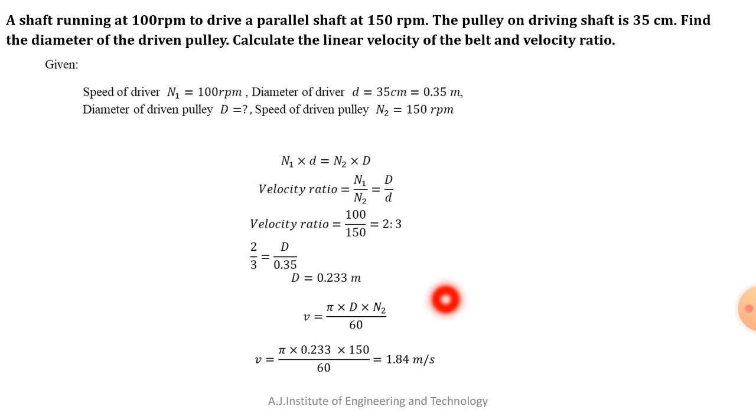So that can be calculated with respect to driver or driven, because you will get the same answer. So v can be calculated, that is pi into D. If you use capital letter D, then you have to use speed of driven n2, that is pi into D into n2. The D value is 0.233, n2 value is given, that is 150 rpm. So after substitution, you will get velocity as 1.84 meter per second. So that is the answer for this problem.